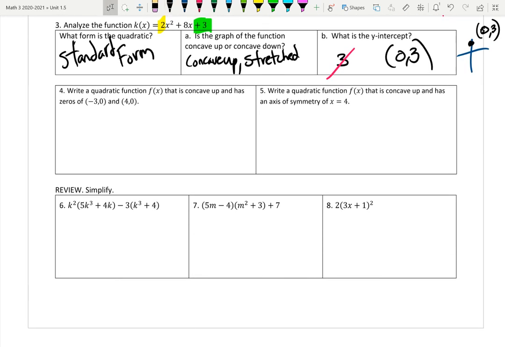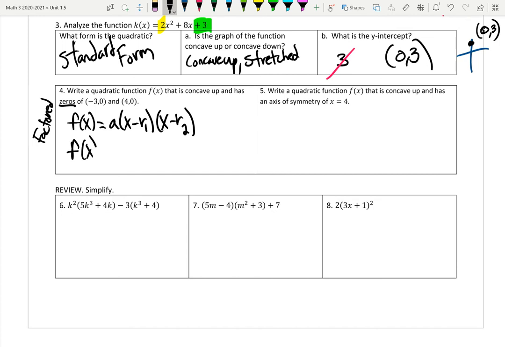For these two, it's about knowing what form is going to make your life easier. When I have to write a quadratic function f of x that is concave up, and it has zeros, this word zeros screams out to my soul that it's going to be factored form. Let me go ahead and write it. F of x is equal to a times x minus root 1 times x minus root 2.